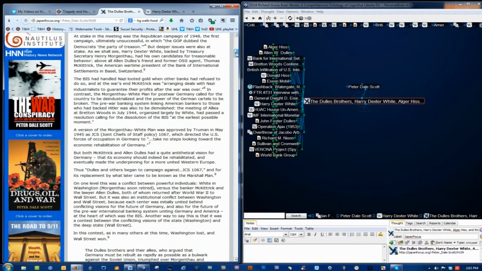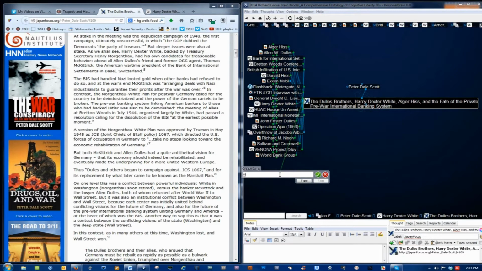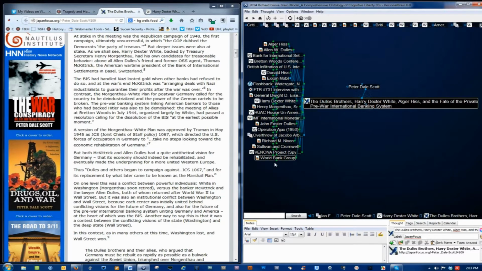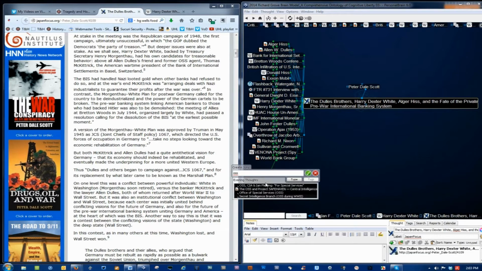At stake in the meeting was the Republican campaign in 1948, the first campaign, ultimately unsuccessful, in which, quote, the GOP dubbed the Democrats the party of treason, end quote. But deeper issues were also at stake. As we shall see, Harry Dexter White, backed by Treasury Secretary Henry Morgenthau, had his own candidates for treasonable behavior. Above all, Allen Dulles' friend and former OSS agent Thomas McKittrick, the American wartime president of the Bank of International Settlements in Basel, Switzerland.